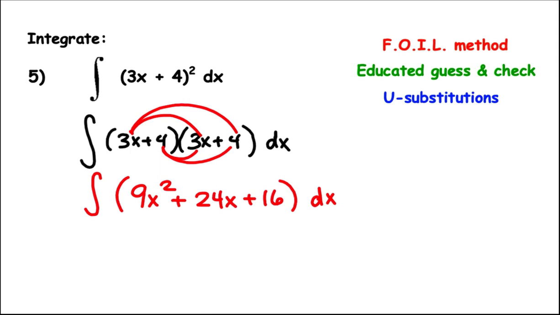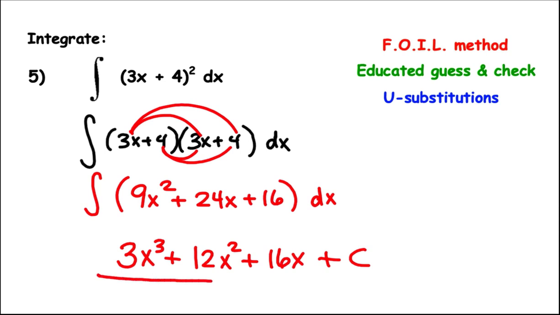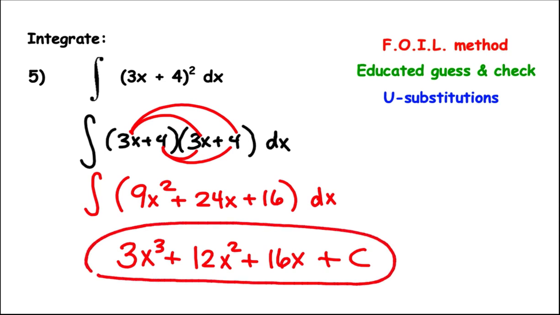Now I'm going to do the calc. Up by a power, it's going to be x to the third. Divide by the new power, that 9 will turn into a 3. Plus, x becomes x squared, divide by 2, so that'll be 12x squared, plus 16x plus c. And that's the answer to number 5. Woo! All right. That was pretty easy. So FOIL method, not bad. Just FOIL it out and integrate term by term. Anything that's separated by addition or subtraction signs kind of gets its own integral symbol, if you will.